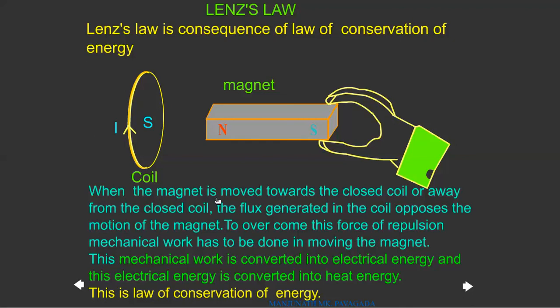So look here, when the magnet is moved towards the closed coil or away from the closed coil, the flux generated in the coil opposes the motion of the magnet. To overcome this force of repulsion, mechanical work has to be done in moving the magnet. This mechanical work is converted into electrical energy, means EMF, and this electrical energy is converted into heat energy, of course. This is the law of conservation of energy followed by Lenz's law. So this is about Lenz's law.